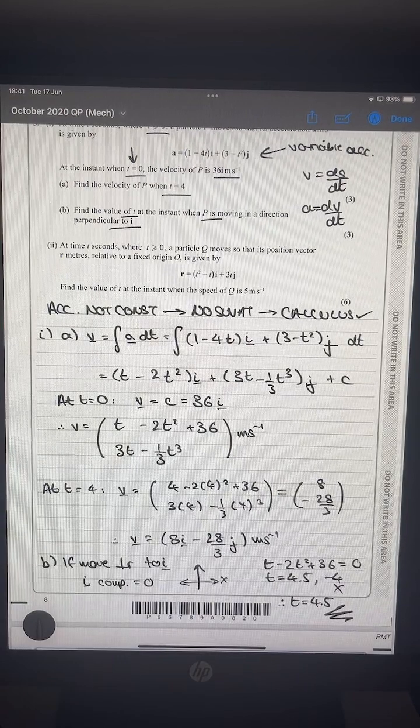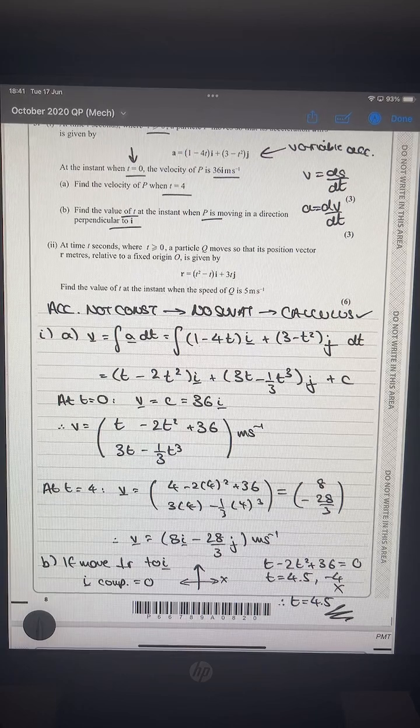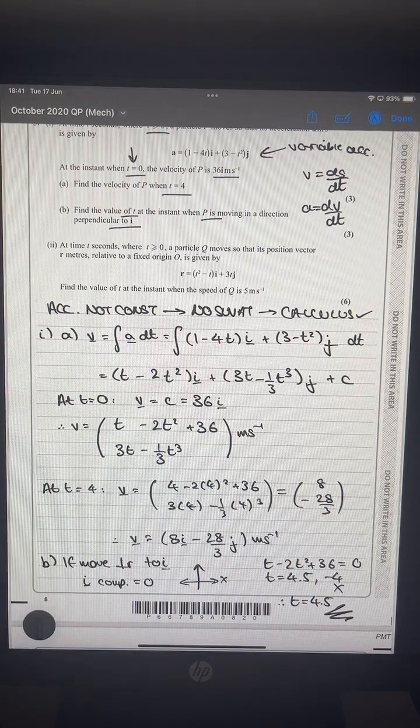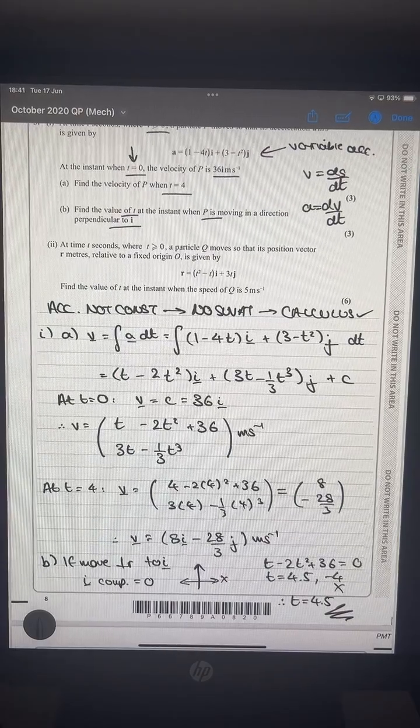What do we do when it's parallel? If it's moving parallel to i, then you know you've got no j component. So j would be equal to 0, right? It will be moving this way. Notice there's no vertical j movement. So you just set j to 0 and solve for that. That's all you have to do. Yeah, it's not so bad.